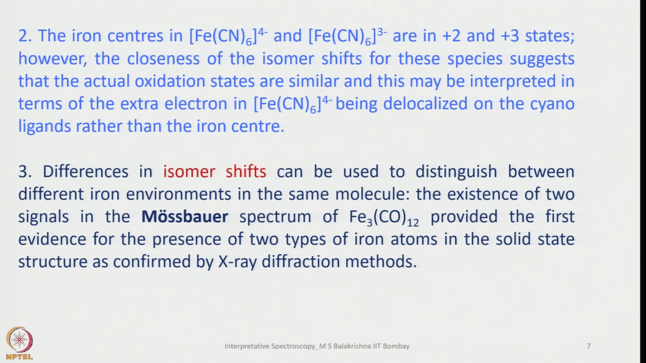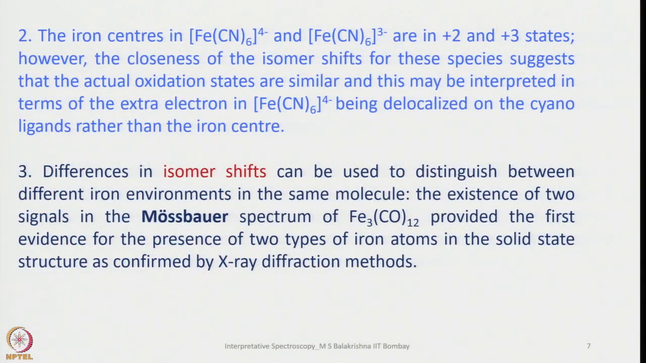And this may be interpreted in terms of the extra electron in [Fe(CN)6]4- being localized onto the cyano ligands rather than sitting on the iron center. So this is very vital information. Again, this information comes from Mössbauer spectroscopy.